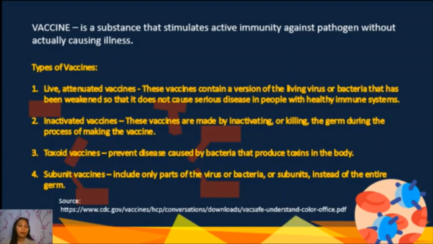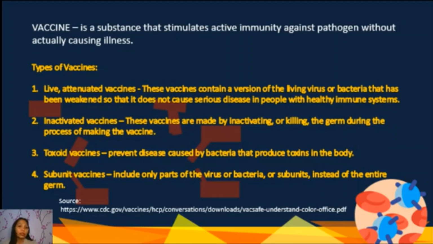Next one, we have the inactivated vaccine. These also fight viruses and bacteria. These vaccines are made by inactivating or killing the germ during the process of making the vaccine. The inactivated polio vaccine is an example of this type of vaccine.